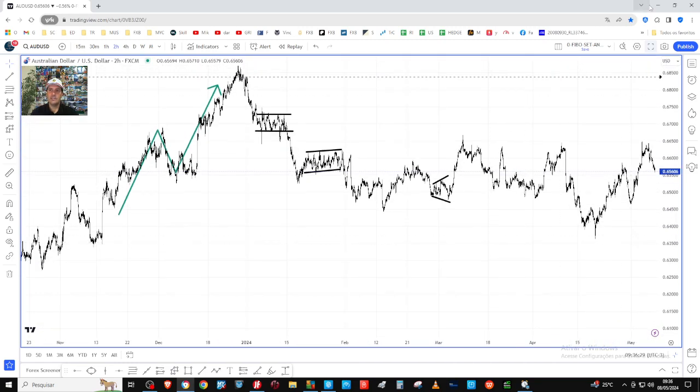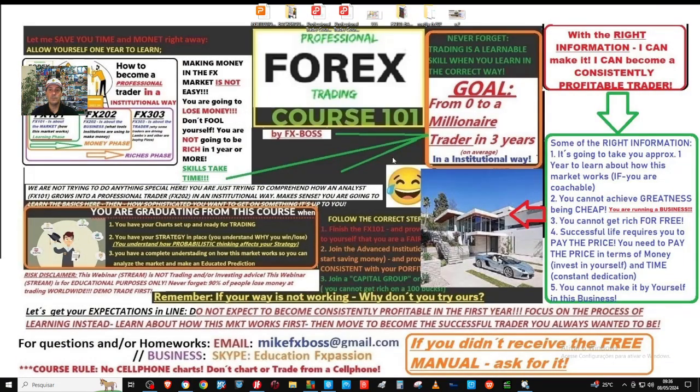Okay, everybody. This is all for today. Never forget, trading is a learnable skill. Send me an email if you want to receive the free manual. And never forget, it's going to take some time. Making money in the forex market, it's not easy. You are going to lose money. Don't fool yourself, you are not going to be rich, no Ferrari in the first year for you.